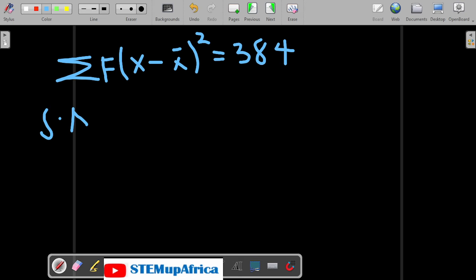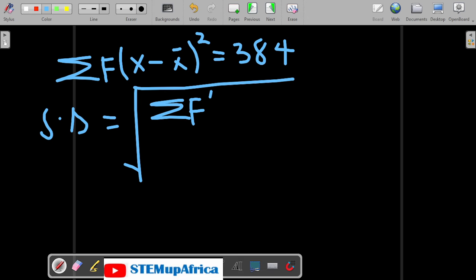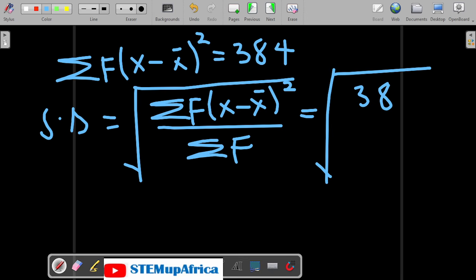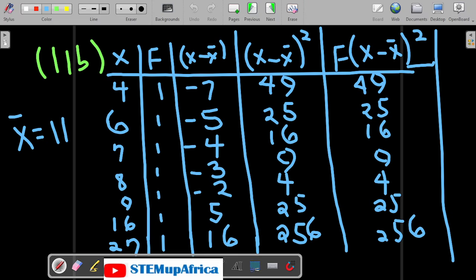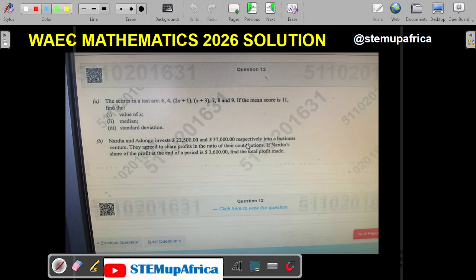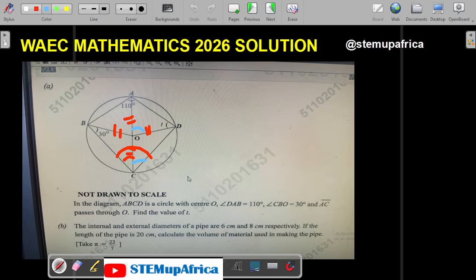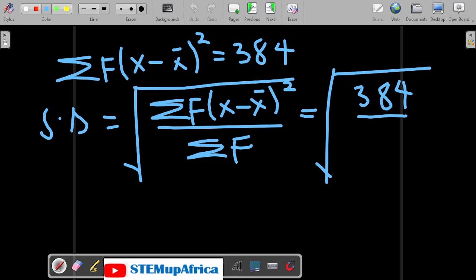So my standard deviation is written as the square root of summation f into x minus x bar all squared over summation f, which is the square root of 384 divided by, what's our frequency? Our frequency is 1, 2, 3, 4, 5, 6, 7, yes. Divided by 7. Our frequency is 7.